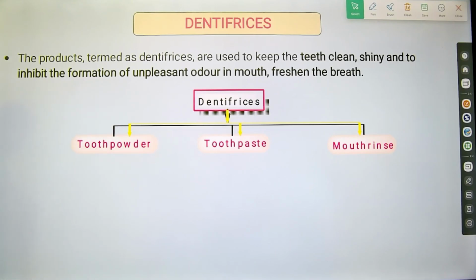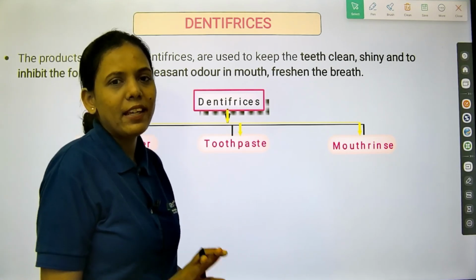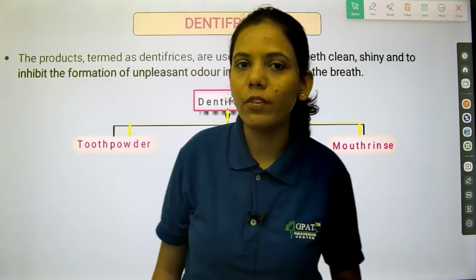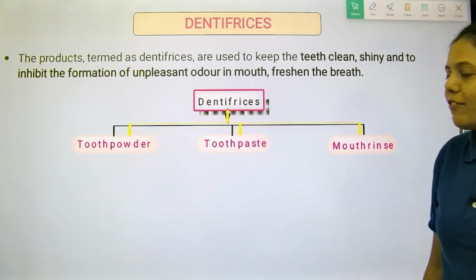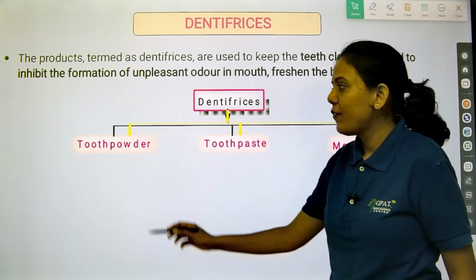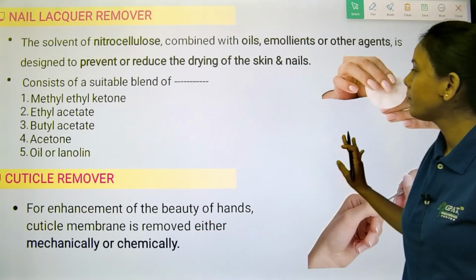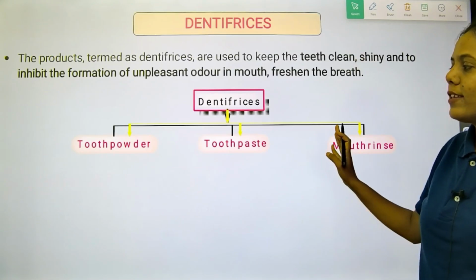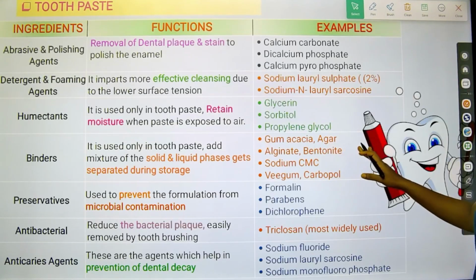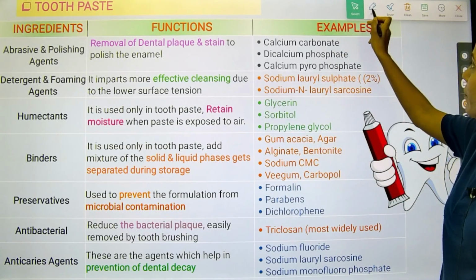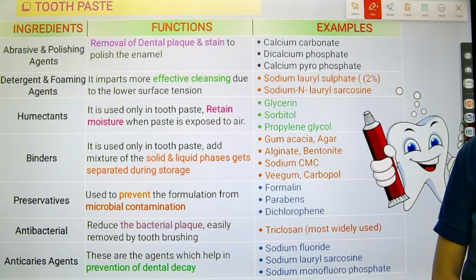Okay. So the products termed as dentifrices are used to keep the teeth clean, shiny, and to inhibit the formation of any unpleasant odor in mouth, freshen the breath. Okay. So there are certain reasons basically to clean and maintain the hygiene of the teeth. So under dentifrices we have tooth powders, toothpaste, and the mouth rinse or the mouth washes. Okay. So let's see what are the important ingredients.